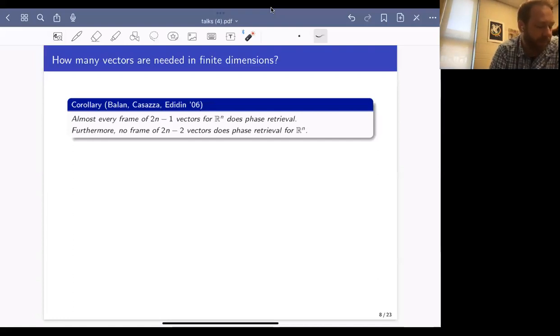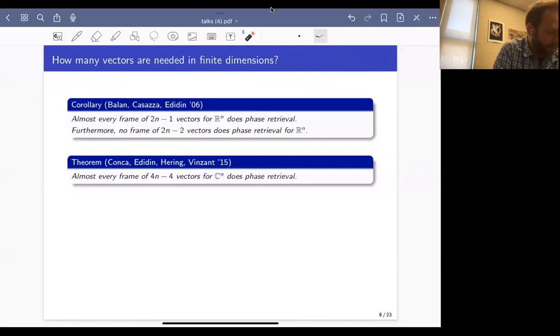If you take any collection of 2n minus 1 vectors and divide it into 2 pieces, one of those pieces is going to have at least n. And as long as those n vectors span, it's going to be a frame, and so almost every frame of 2n minus 1 vectors does phase retrieval. And if you don't have that amount, then you can't do phase retrieval because it wouldn't have the complement property. You can divide it into 2 sets with 2n minus 1 vectors.